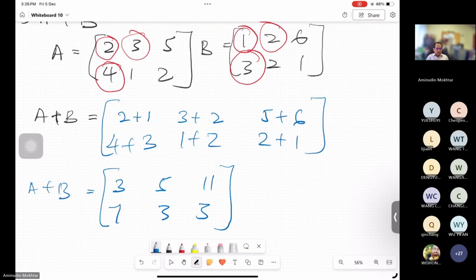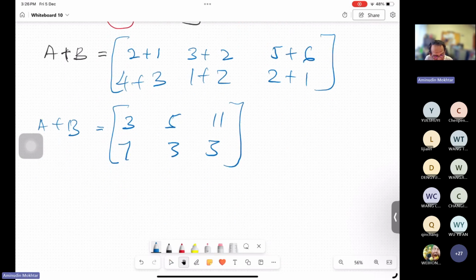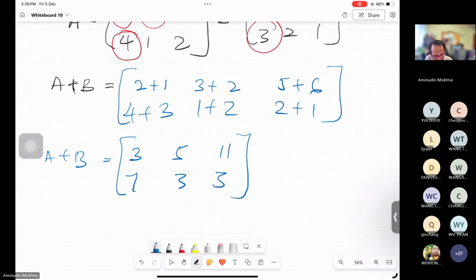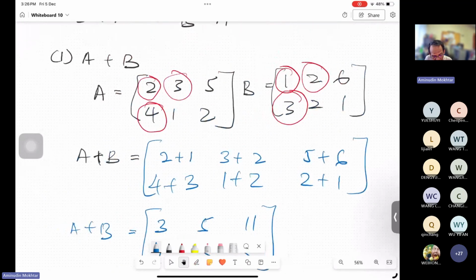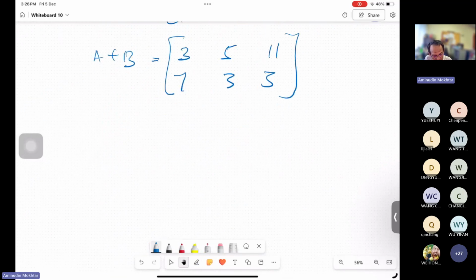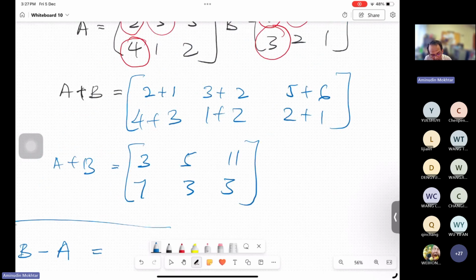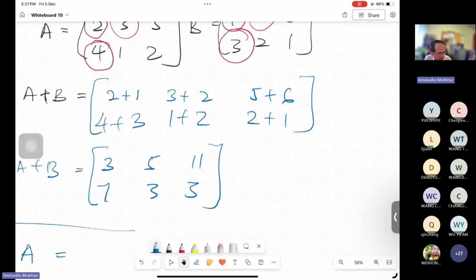Okay. Let's see the next operation. Let's say I would like to do A minus B. The next operation is, not A minus B, B minus A. Let's say I just want to show the variety of the matrix B minus A. So what is B minus A? The first matrix now is B. What is the matrix B? Matrix B is 1, 2, 6, 3, 2, 1.